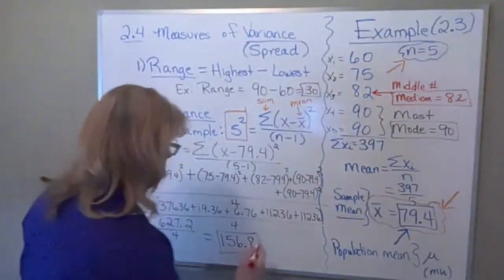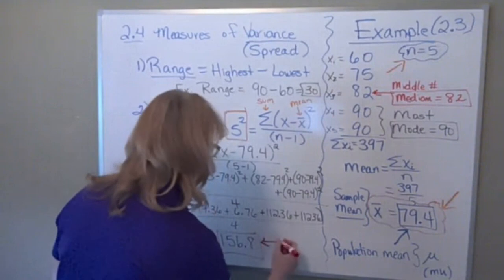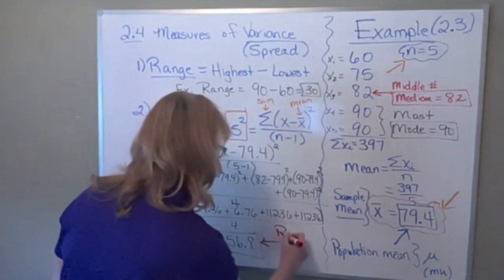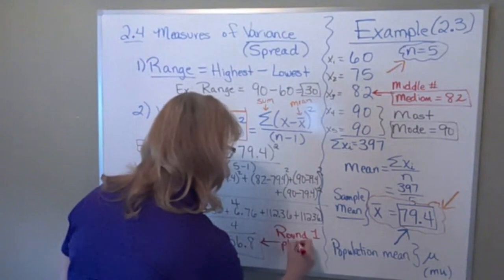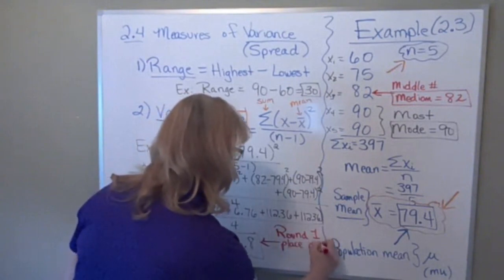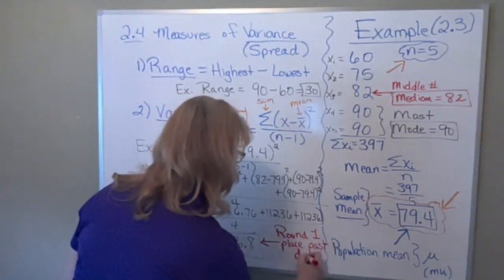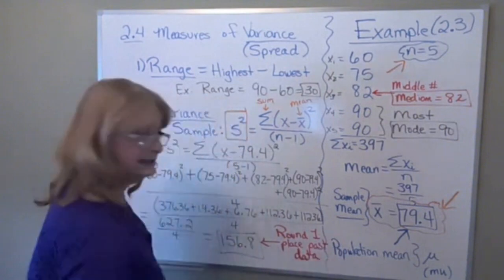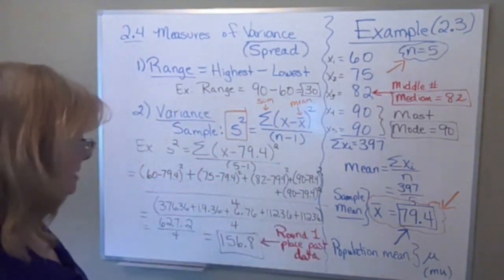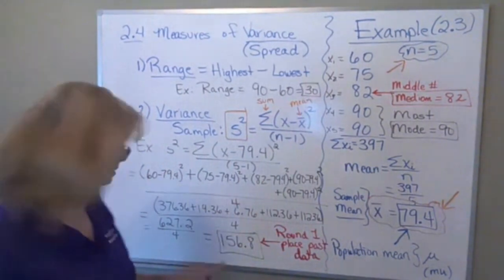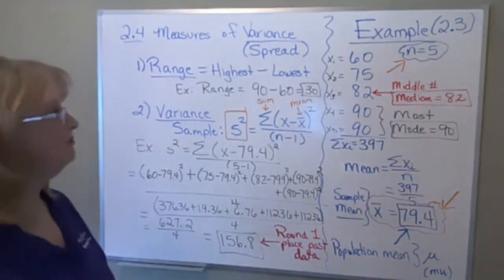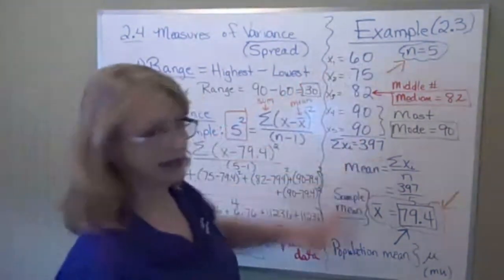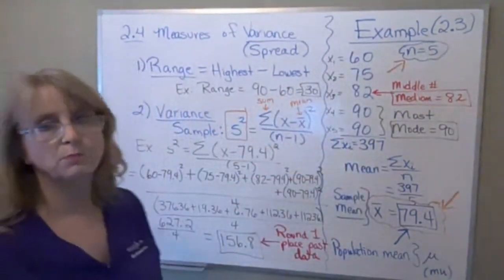So let's write the rounding rule here. Round one place past the data. And we talked about what that means last time when we talked about rounding the mean. But this is already one place past the data without any rounding, so I'm just done. So the variance of this data set is 156.8.